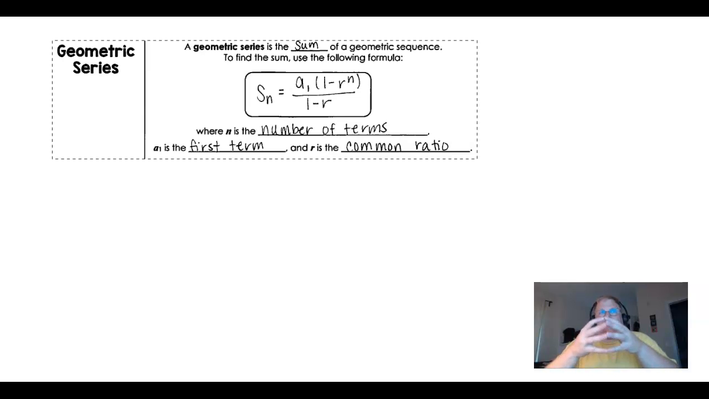Alright, so let's look at the formula, and again just go over what everything stands for real quickly. Make sure you have an understanding of this before you go on to doing the work involved.